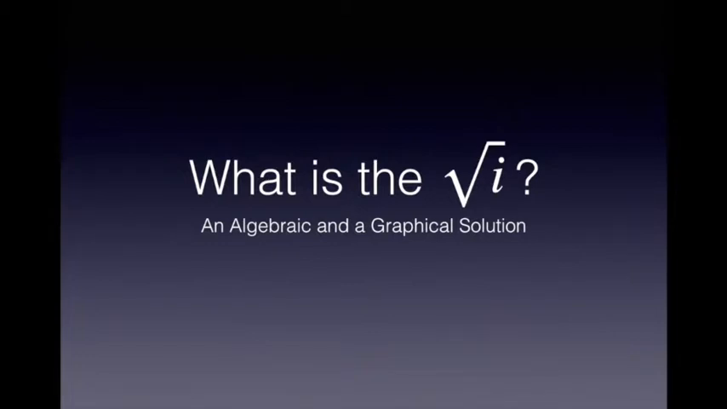Hello everybody. Today we're going to do an interesting problem. If you've ever dealt with complex numbers before, then you know what i is. i is the square root of -1. It's the imaginary unit. And so today we're going to ask a question and solve the answer. The question we're going to ask is, what is the square root of the square root of -1?